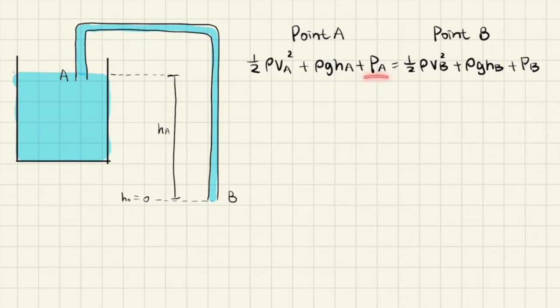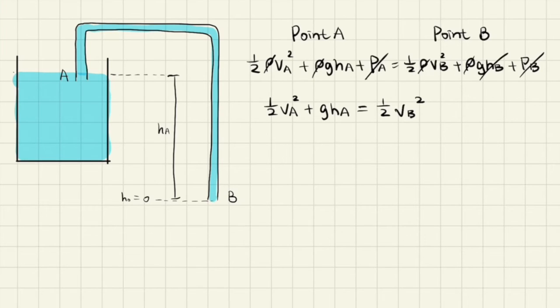PA is the pressure at A, and PB is the pressure at B, and they're both air pressure, so we can cancel them out. Looking at the terms we're left with, they all have a common factor, rho, so we can cancel out rho. To simplify our calculation, we're going to set the height of B as 0. So the term containing HB will be 0, and this term will be gone. Now rewrite the whole equation.